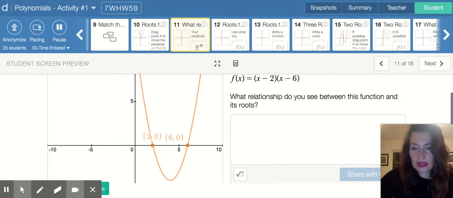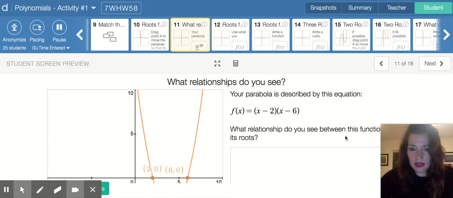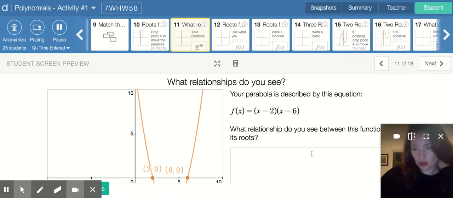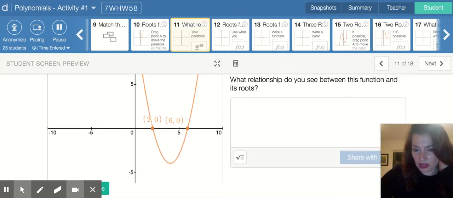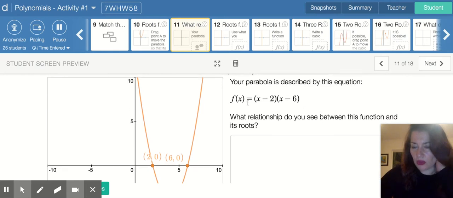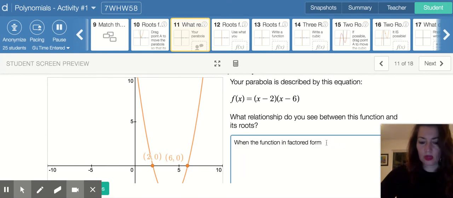All right, so let's examine what this is saying. It says, what relationship do you see? The parabola describes this equation. What relationship do you see between the function and its roots? So if we're looking at the function, and we've seen a quadratic function before, so what can you say about the relationship? We can see the roots. What are the roots? They are the x-intercepts.